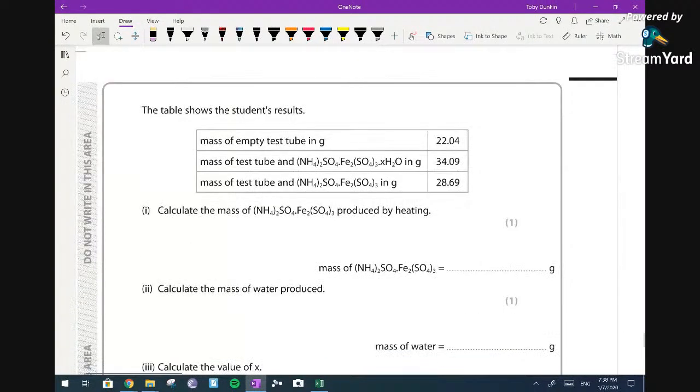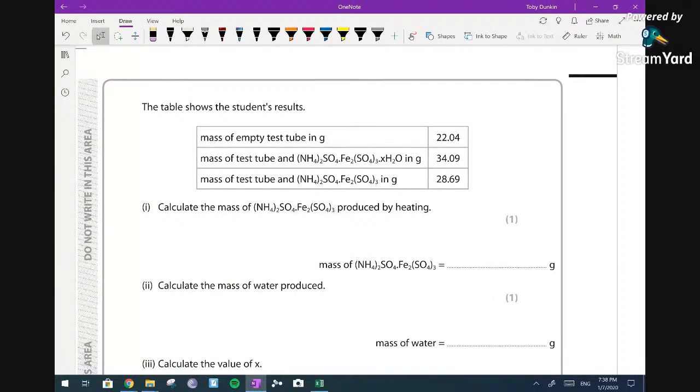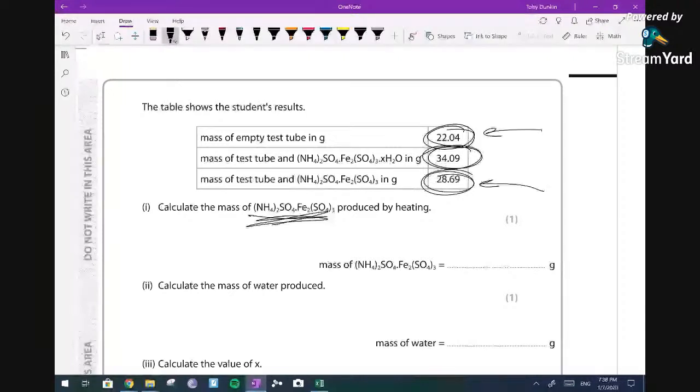Okay. Calculate the mass of ammonium iron 3 sulfate produced, right, the mass of the test tube with the solid. So if I want to know the mass produced, I want to do that one minus that one. On my calculator, I'm going to do 28.69 minus 22.04. I'm going to write it down because it's so easy that students do that without writing it down, and you'll miss that mark.